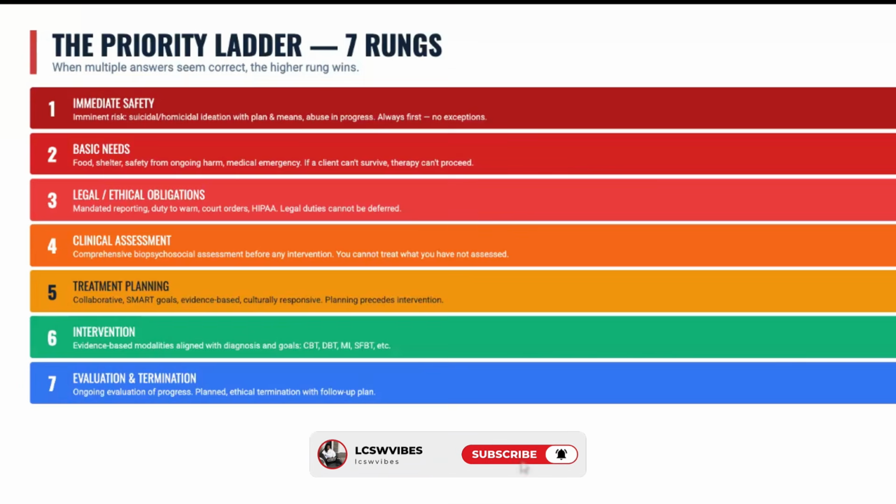So when two answers both seem correct, the answer on the highest rung always is the one you go with first. So safety beats assessment. Assessment beats intervention. Ethics beats convenience. You see how you're going through that when you're looking at the questions?